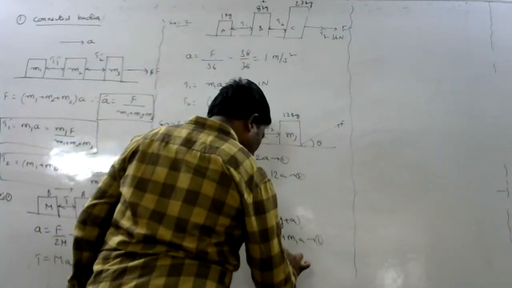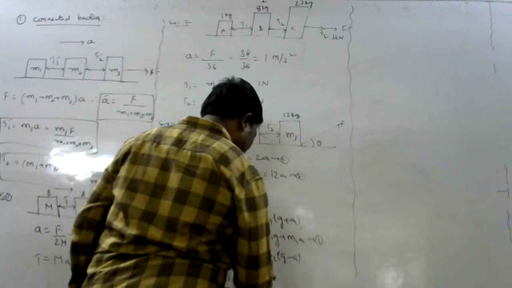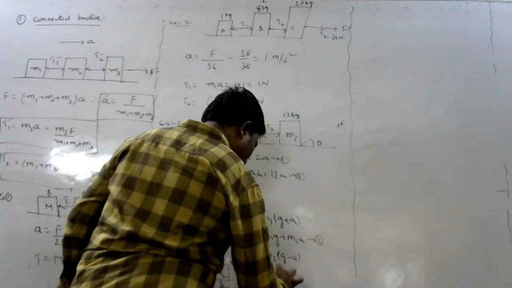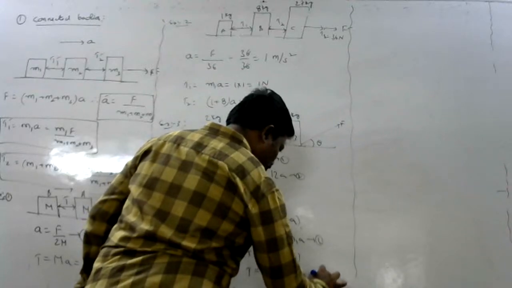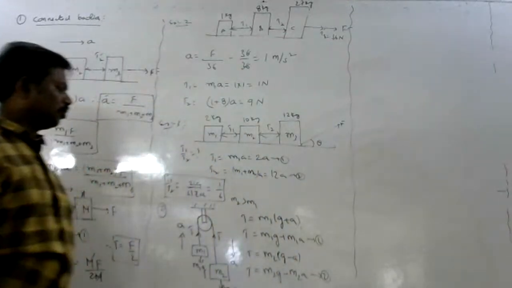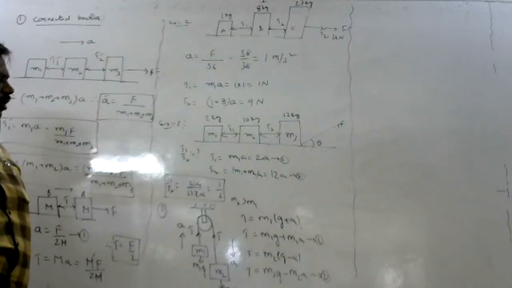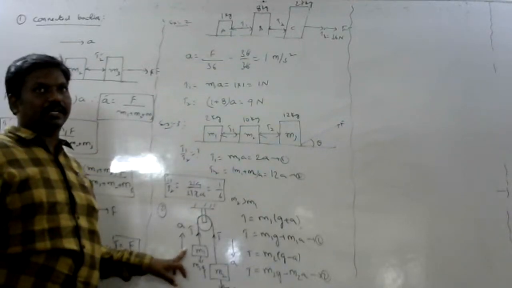And also from this one, tension T, for the block moving downwards, is equal to m2 into g minus a. So T is equal to m2g minus m2a. This is equation 2. Here we also discuss using free body diagrams.